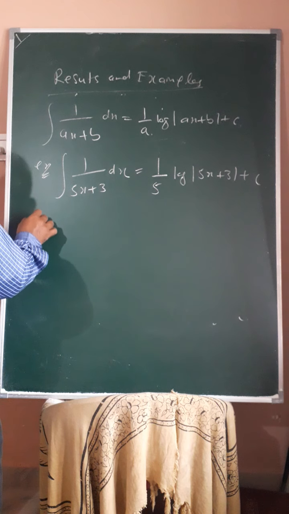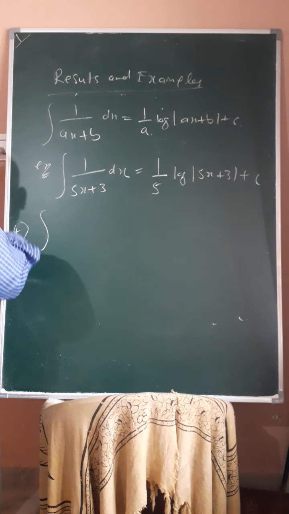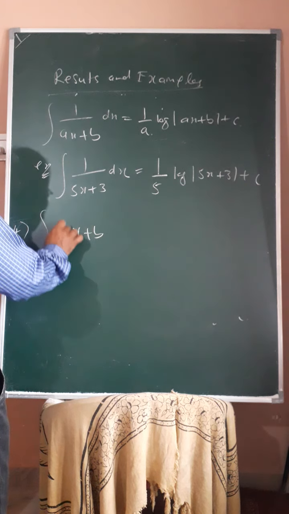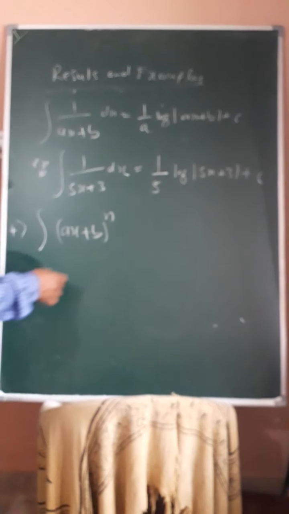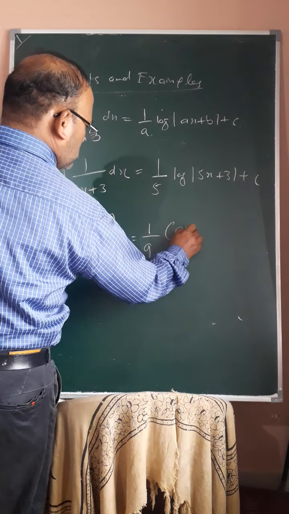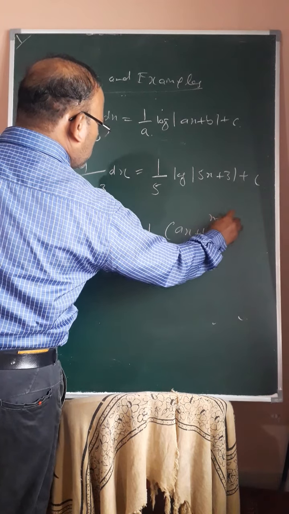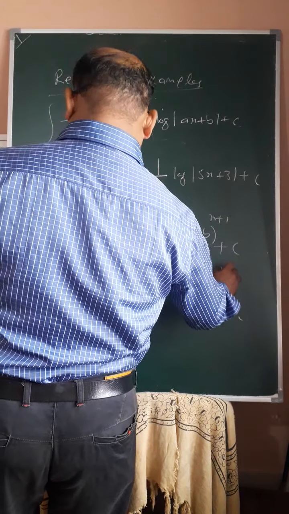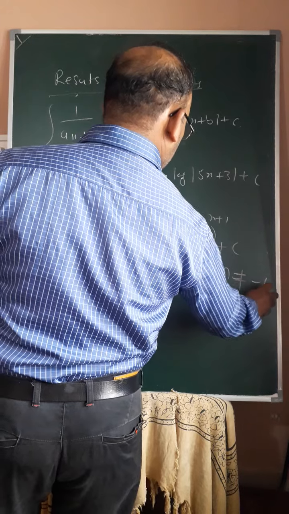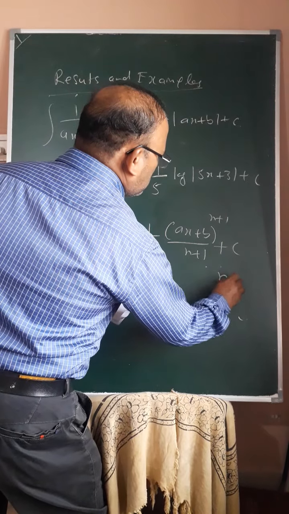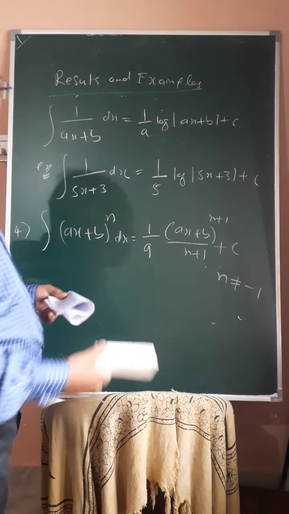Next one, fourth or fifth one. Integration of ax plus b whole to the power of n dx is equal to 1 by a, ax plus b whole to the power of n plus 1 by n plus 1, plus c, and n is not equal to minus 1.